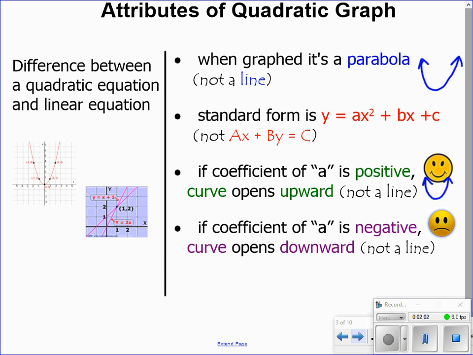If the coefficient of a is negative, then the curve opens downward. And again, thinking about it in terms of mood, right? If something negative happens, you tend to frown. So if a is negative, the curve is going to open downwards.